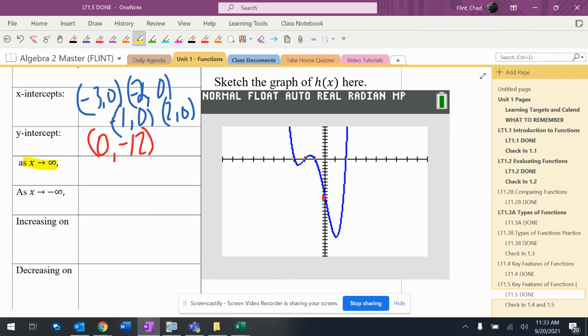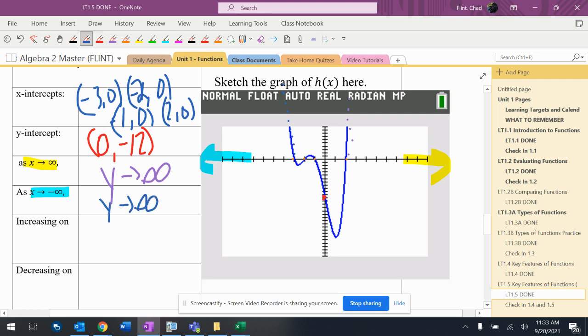Okay, so as x approaches infinity, which is this way, what's happening? Well, the y's are going up and up and up. So the y will approach infinity. As x approaches negative infinity, that is this direction. Again, what's happening? Well, again, the graph's going up and up and up. So y, again, approaches infinity.